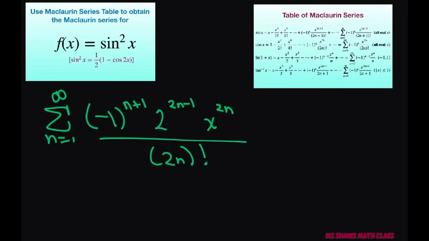Now for a radius of convergence, for cosine, it's all reals. So our radius of convergence is infinity.